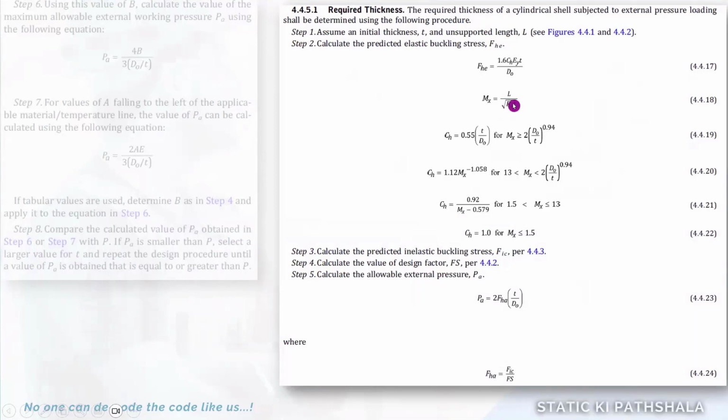L is nothing but the length. Then CH, these are the factors we have to calculate. These are again dimensional factors. So we first have to calculate the predicted elastic buckling stress. Then we have to calculate the predicted inelastic buckling stress, FIC. One is elastic, another is inelastic. Then we have to see the design factor FS, and finally calculate the allowable pressure.